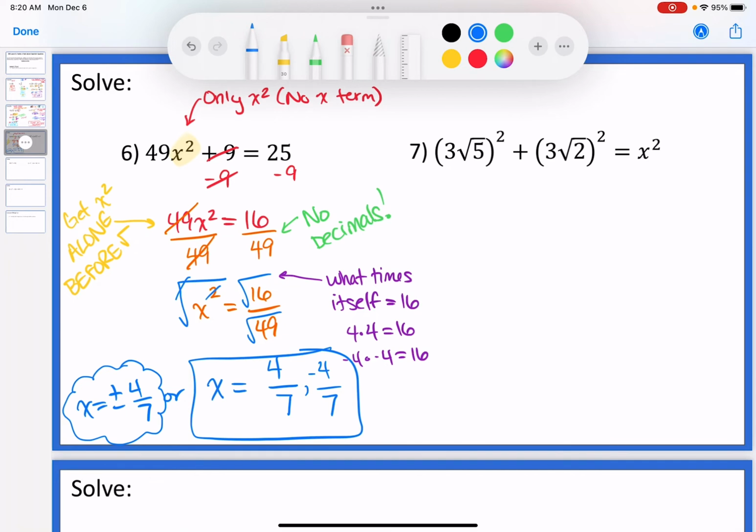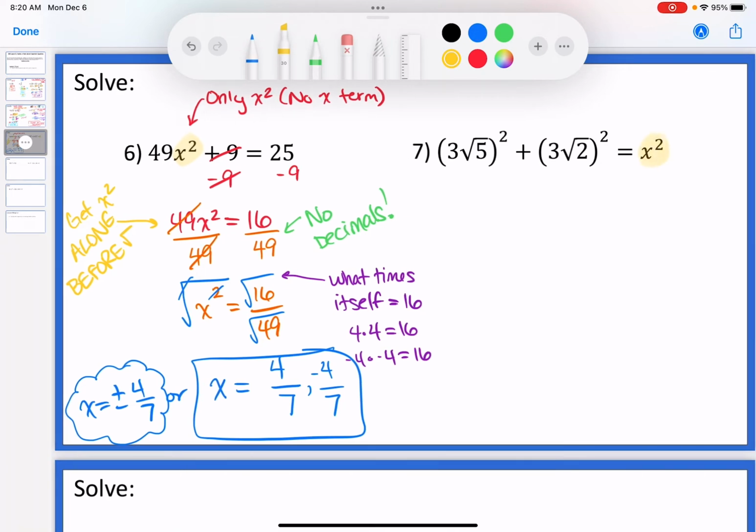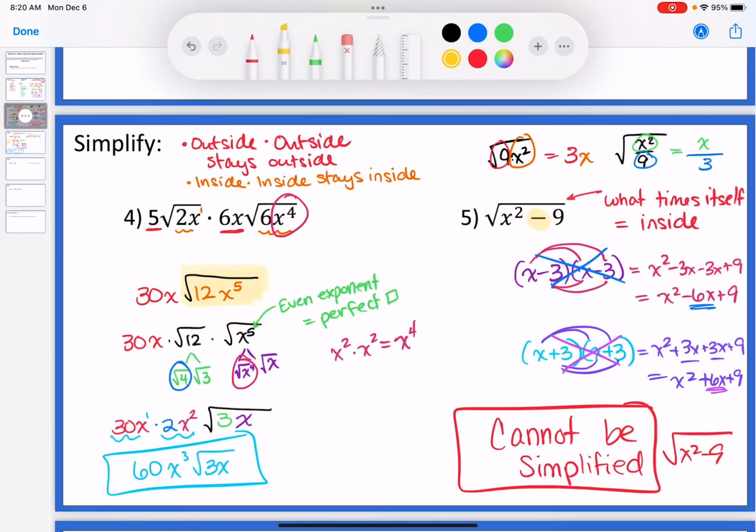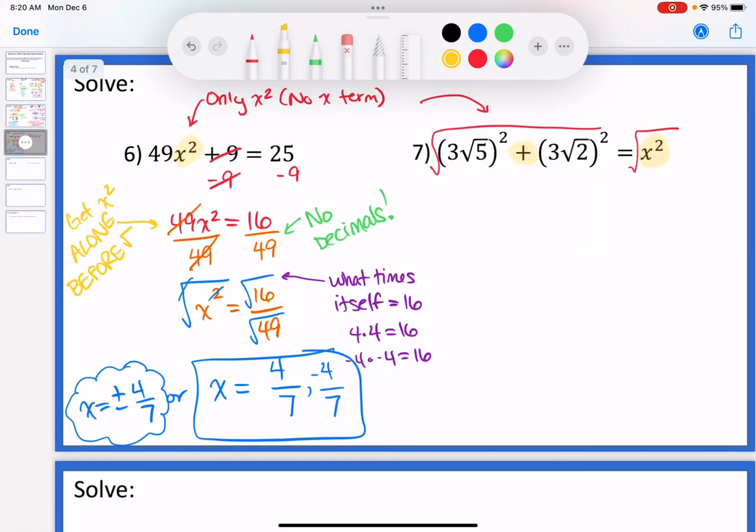All right, let's take a look at number 7. 3 radical 5 squared plus 3 radical 2 squared equals x squared. So again, x squared, no x term. So we can really think, hey, I can use a square root in this problem. Now you're probably thinking, hey, let's square root right away. But remember, when you're taking your square root, you're taking a square root of the entire left side and the entire right side. And remember what we talked about just a minute ago. Can I take the square root when I have a plus or a minus? No. So that's why you cannot just take the square root right away. I have to get it down to just one number before I can take the square root.